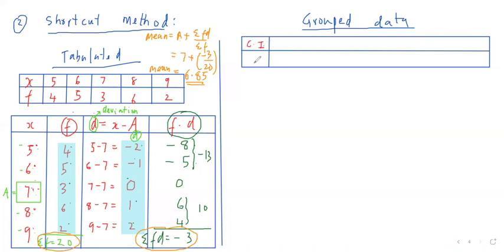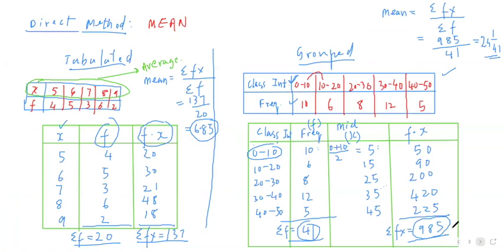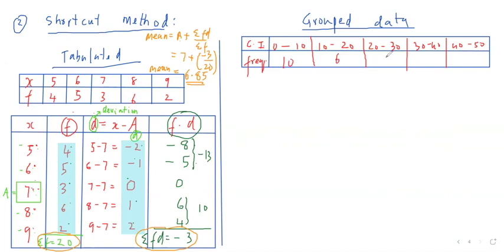So, class interval that we had previously, and frequency, of what we used last time here. 0 to 10, 10 to 20, 20 to 30, 30 to 40, and lastly, 40 to 50. And the frequencies were 10, 6, 8, 12, 5.